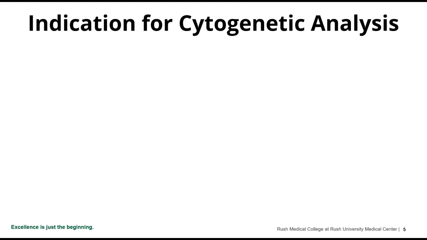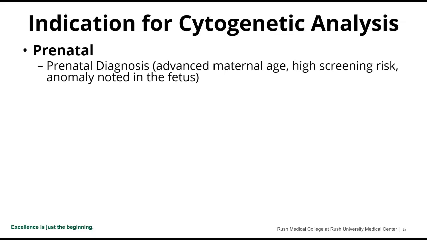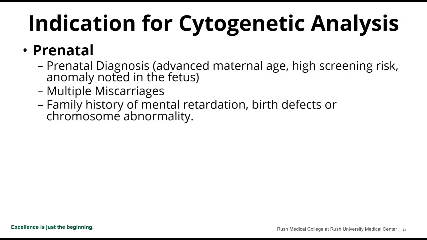So why would you do cytogenetic analysis? One is prenatal, to find out if a fetus may have a problem. Advanced maternal age increases the risk for a chromosomal aneuploidy. Screening, we're going to talk about in the prenatal lecture, screening tests, and an anomaly noted on the fetus. And to be honest, today, the number one reason for an amnio is that we see multiple anomalies in the fetus. Another thing is multiple pregnancy losses. We like to test the embryo or the fetus, but sometimes we also need to test mom and dad. And then a family history of mental retardation, birth defects, or a chromosomal abnormality.